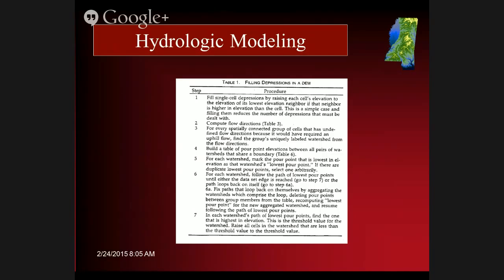This is from the article that I had you read. I keep calling it the book. This follows you through the basic steps, and this is what we're going to implement in the lab. The first step is to fill the sinks. The second step is to compute flow directions, and then from there you're going to do a few other things that we could talk about. You can build watersheds, using pour points.